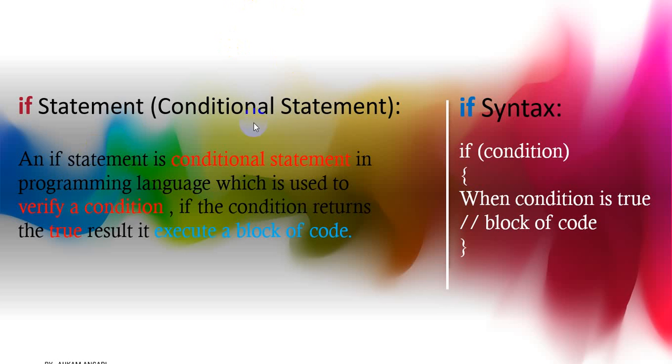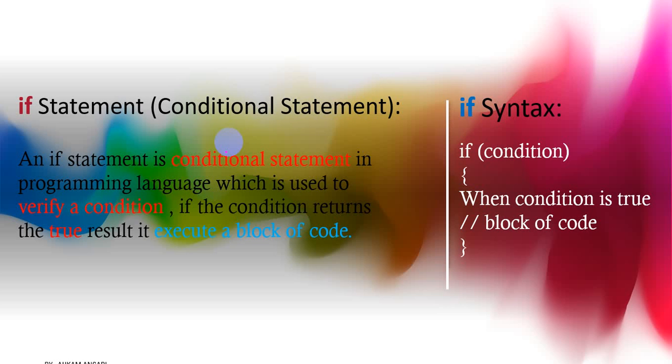So if the condition returns true, that is when the condition is satisfied. For example, let's have one more example. I want to check a number, whether the number is positive or negative. So now we have two things: one is positive, one is negative. So we have to check if the number is greater than 0. If the number is greater than 0, the number is positive.